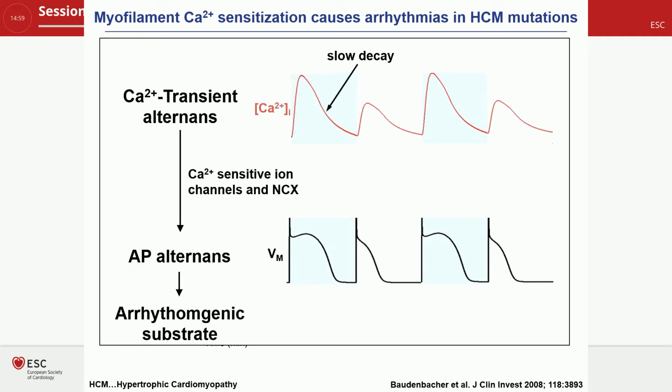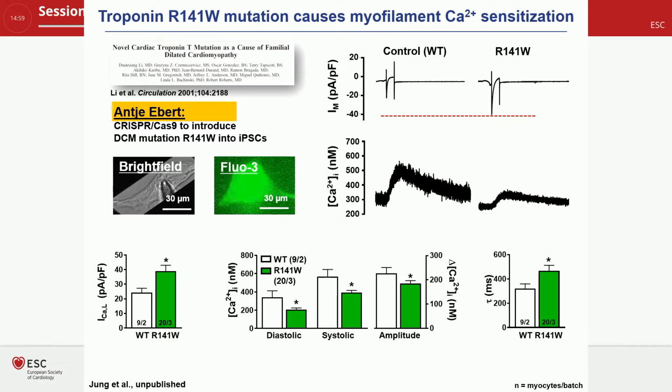So we were wondering whether we can induce this in single cells. In Göttingen, these are again preliminary experiments, we obtained iPS cardiomyocytes from my colleague Antje Ebert, and she CRISPRed a mutation in these cells to induce a higher calcium affinity. This mutation is known to be associated with dilated cardiomyopathy.